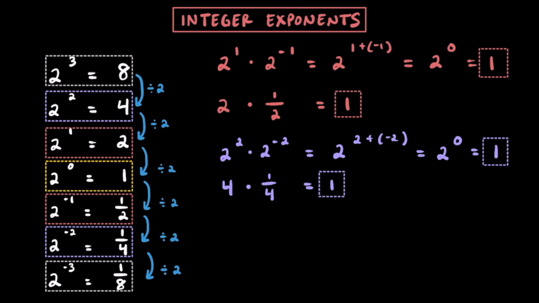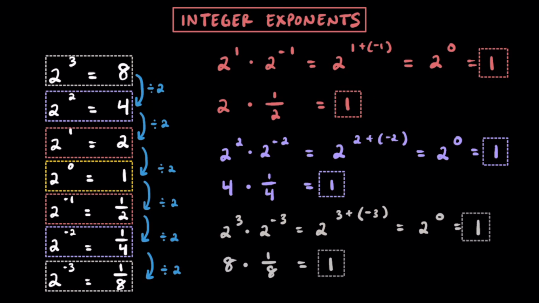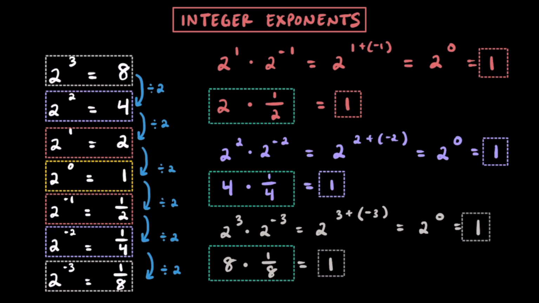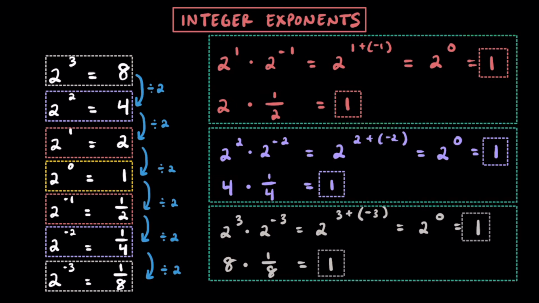And finally, notice how 2 to the third power is equal to 8, but 2 to the negative third power is equal to 1/8. Just like above, this should also work out. Check this out. The important thing to notice here is that whether you're working with exponents or you're working with fractions, all of our rules should still make sense.